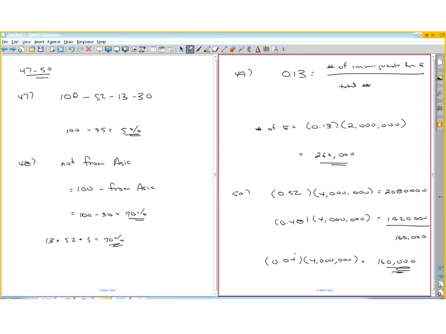So you have to do a little bit. This part you can do in your head. This part is not so easy.